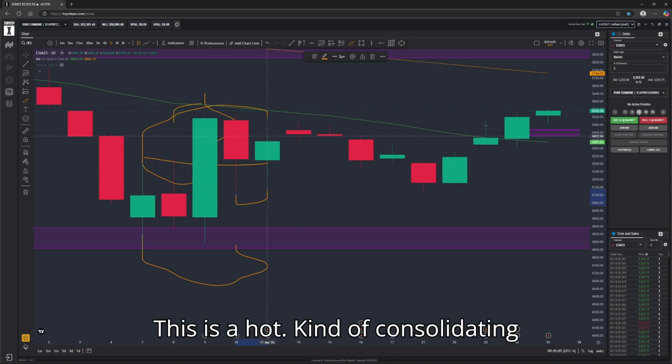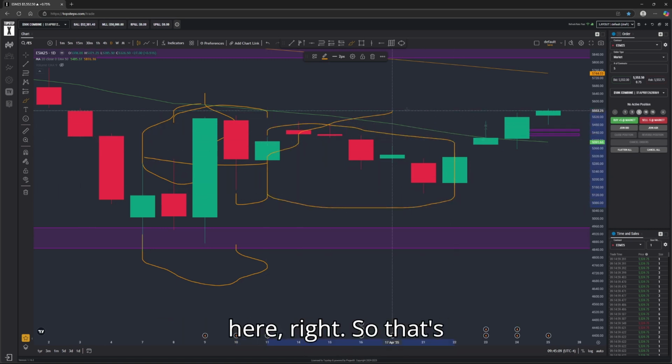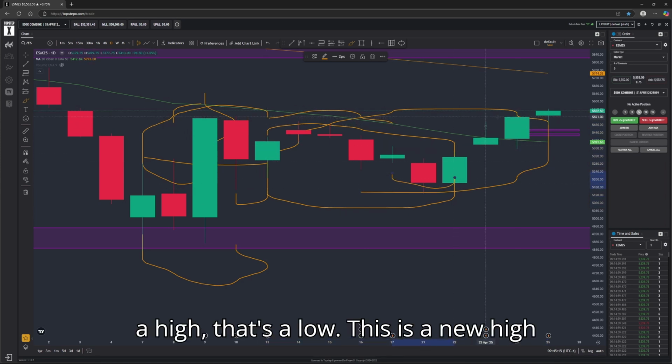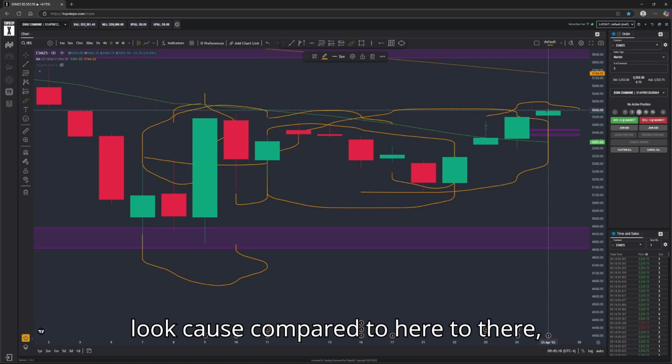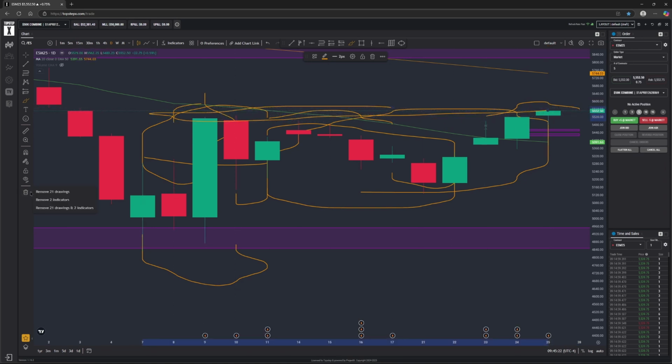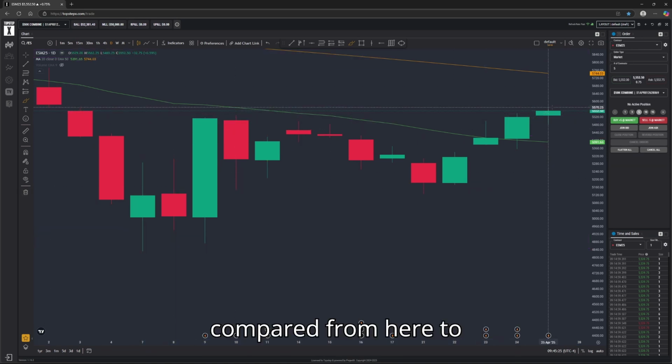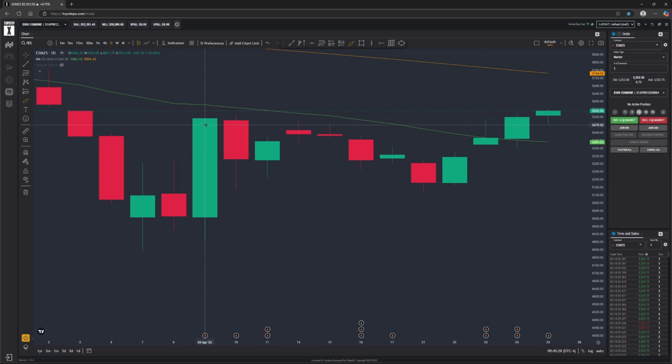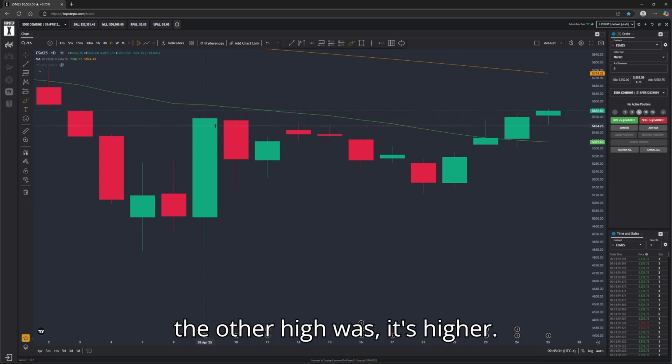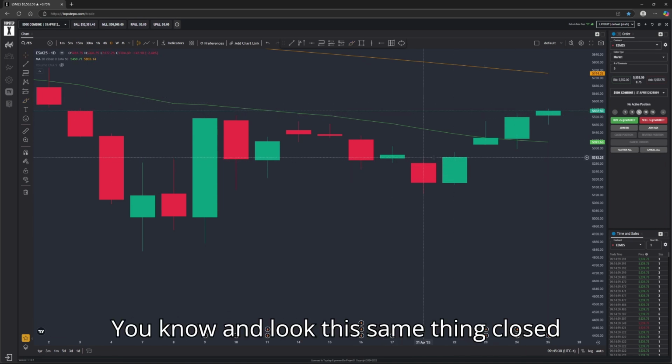This is kind of consolidating here, right? So that's a high. That's a low. This is a new high. Look, compared from here to here, where the other high was, it's higher. And look, this same thing closed above this.